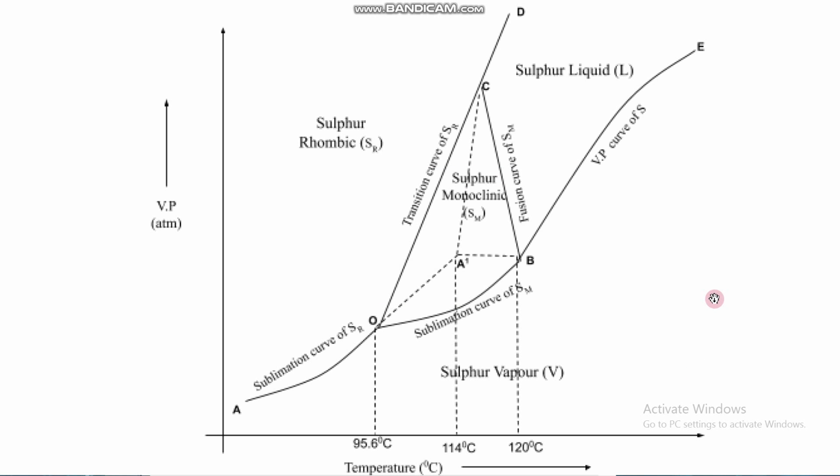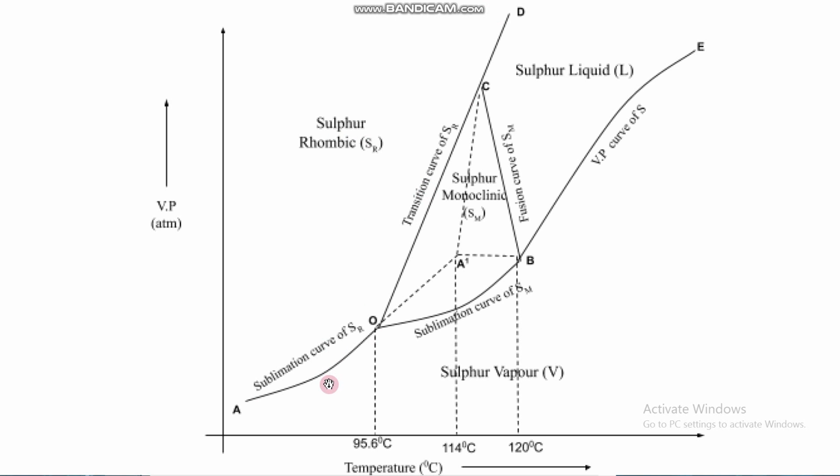Hello dear students. In the sulfur system, last class we studied the significance of curves. Today we are going to study the significance of areas. So in that, the first one is the area sulfur rhombic, with curves AO, OC and CD. In these three curves the common phase is sulfur rhombic.